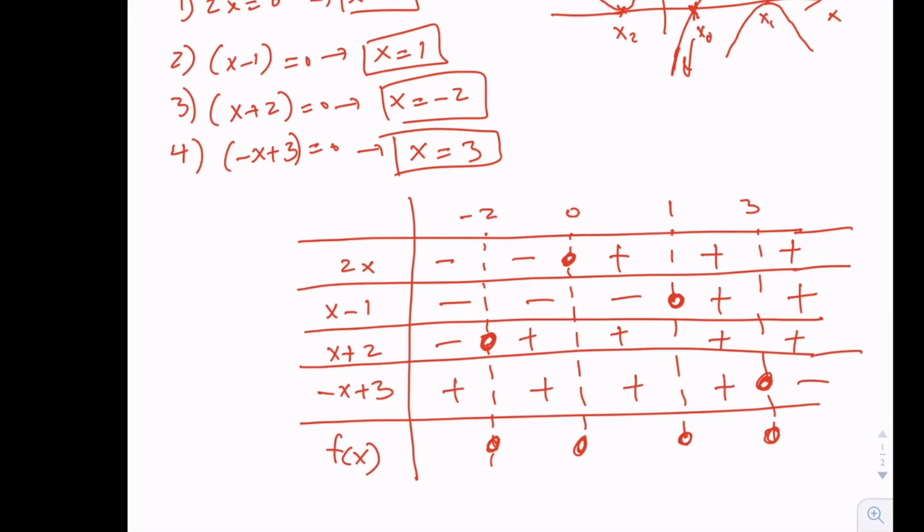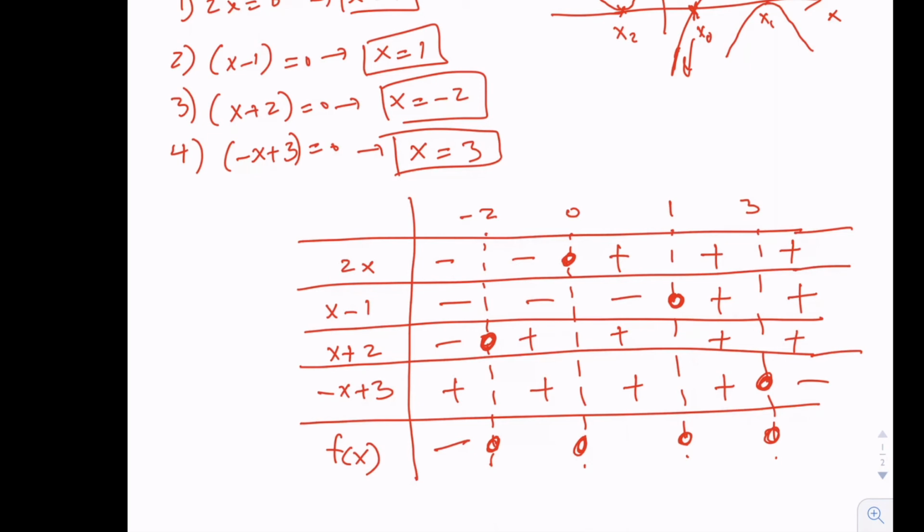Now, because f of x is the multiplication of these four expressions, we can multiply the signs and then find the sign of f of x. So f of x is 0 at the roots of each of those four expressions. So this point, this point, this point, this point. And then for x values smaller than minus 2, it will be negative times negative, which is positive, times negative, which is negative, times positive, which is negative. So it will be negative here.